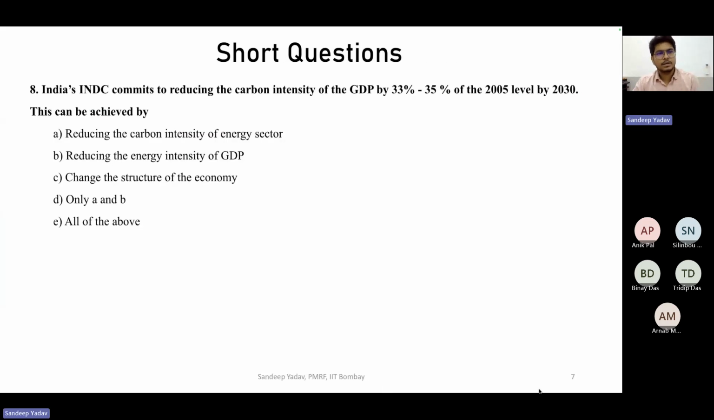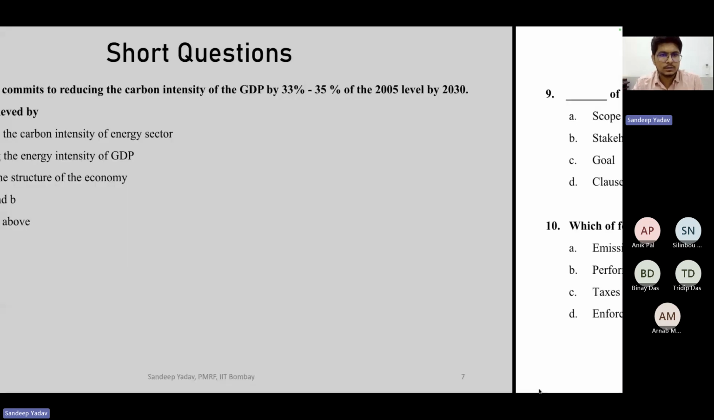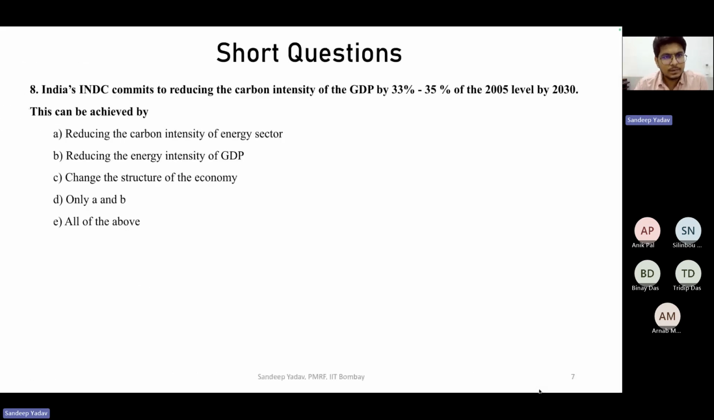Now moving to question number 8. India's INDCs commit to reducing the carbon intensity of GDP by 33 to 35% of the 2005 levels by 2030. This can be achieved by reducing the carbon intensity of the energy sector, reducing the energy intensity of GDP, changing the structure of economy, only A and B, or all of the above. It's a tricky question. You have to go through it briefly.